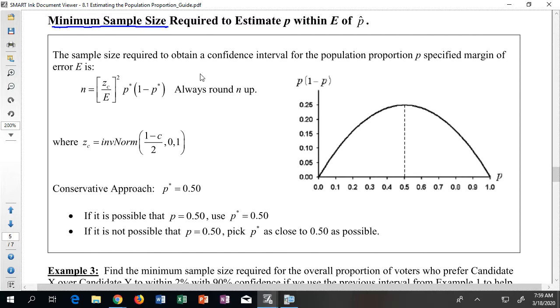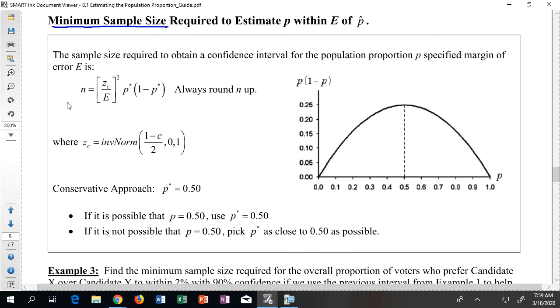All right, so here's the formula. The sample size required to obtain a confidence interval for a population proportion p with a specified margin of error e is this formula. I need to calculate a ZC, divide by a margin of error, square the total result, multiply by a p star, and then multiply by a 1 minus p star. At the end, I'm going to get an n, which is how many people I have to survey, and I'm always going to round that value up.